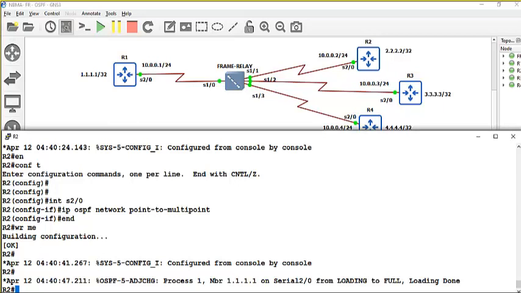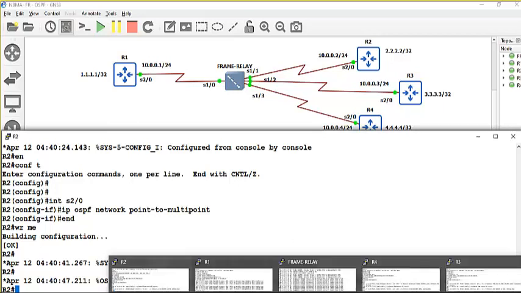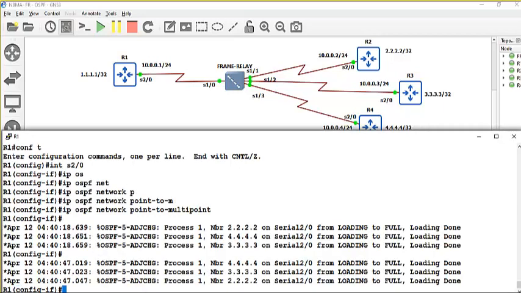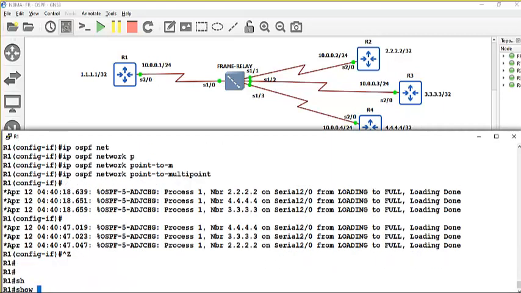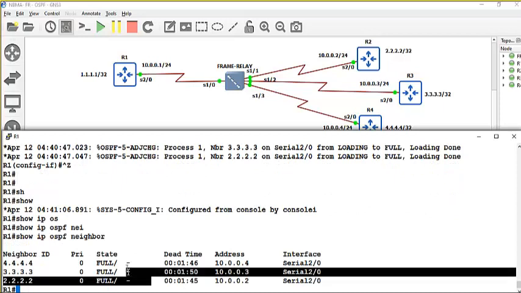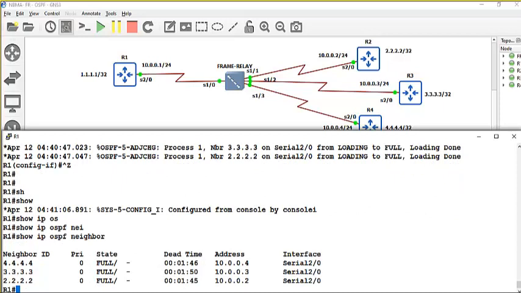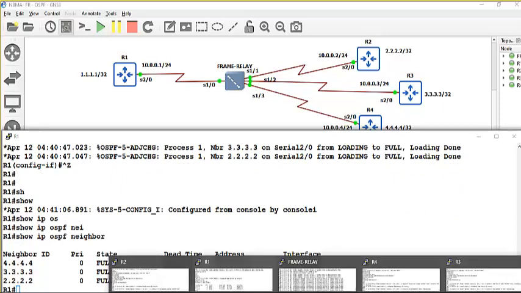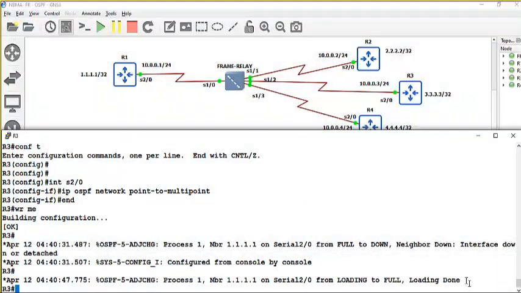Right. Now, let us go to R1 and see the neighbor. See, the neighbors are up. Show IP OSPF neighbor. See, there is no DR BDR mentioned. All have got full adjacency. Now, no problem. You go to any router, you will see the routes. Go to router 3 and check the route. Show IP route. You will have the routes.